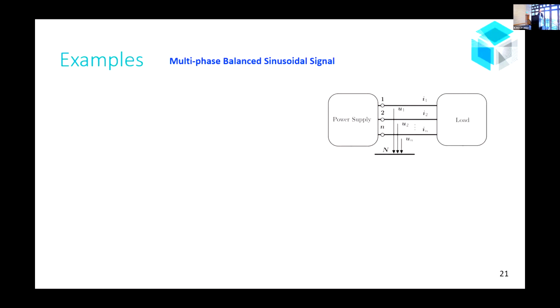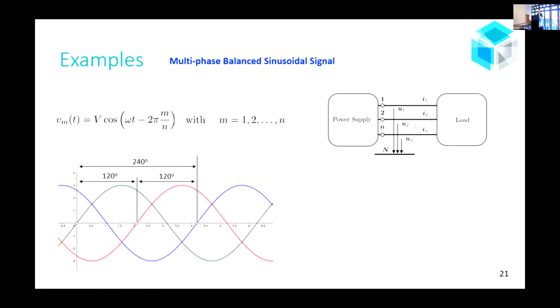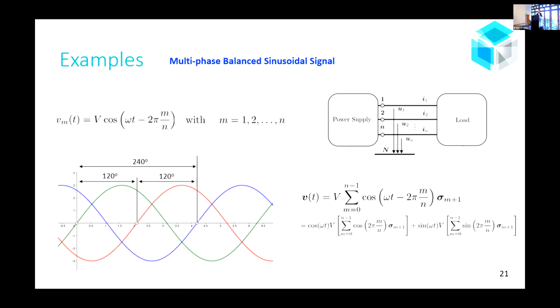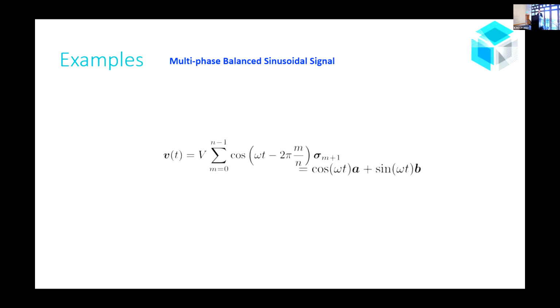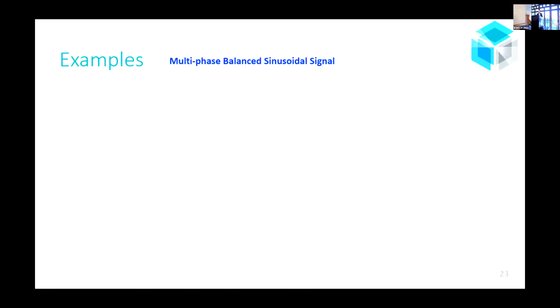Some examples are provided here. The first one is a multi-phase balanced sinusoidal signal. This is the equation for every phase. The three voltages are equal in amplitude, and they have phase delays of 120 degrees. By building the voltage vector in this way, we end up with a linear combination of vectors a and b. These vectors a and b are represented here. So the signal describes a perfect circle, as we will show later on.